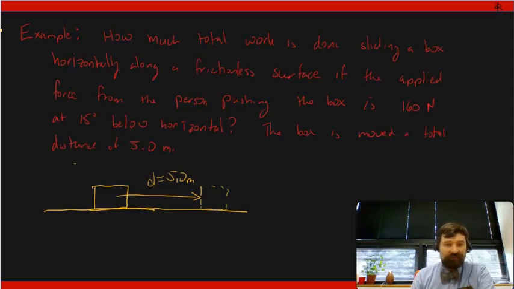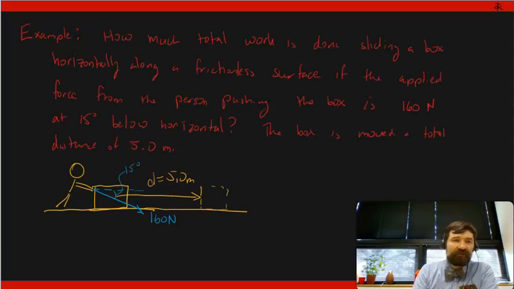I have a person pushing on the box like so. And that pushing force is basically like this. So this is 160 newtons worth, and we're told this is at 15 degrees below horizontal. So this is 15 degrees. Now there are two other forces present here, but neither one of them is doing any actual work on the system. We have gravity, m times g. We have the normal force, Fn.